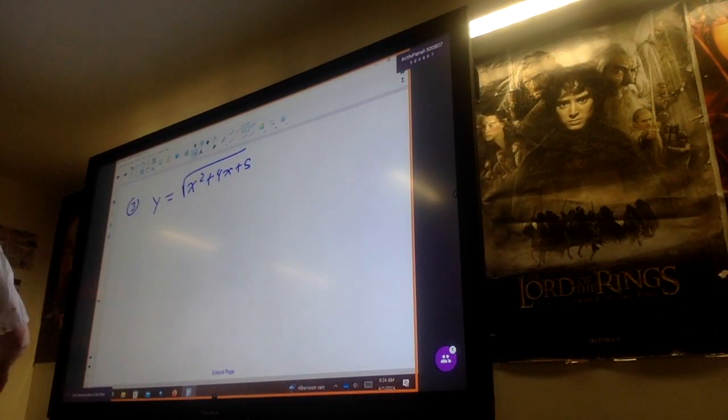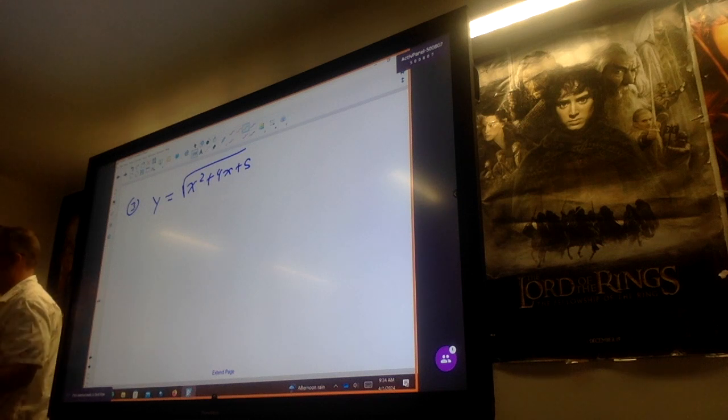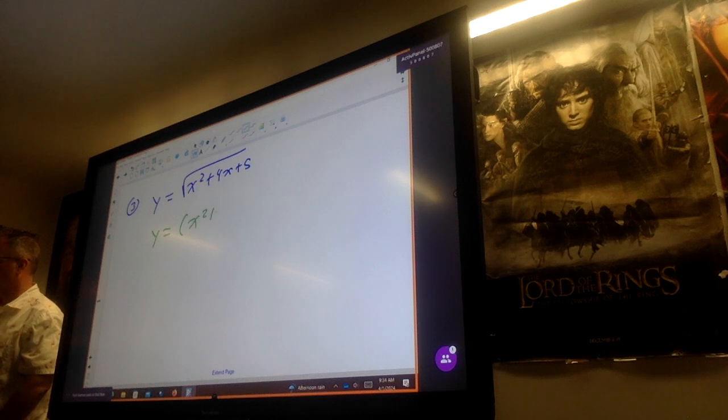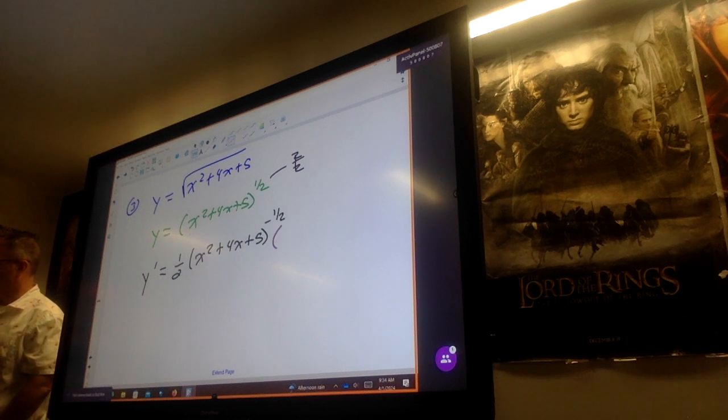So I need to get that radical to be gone. So I'm going to put this as an entire quantity in parentheses, and the square root is the 1/2 power. So if I take the derivative of it, bring the 1/2 down front, times the original, subtract 1 from the top, which is the same thing as going minus 2 over 2. So this becomes the negative 1/2 power. Then times the derivative of the inside. So that's 2x plus 4.